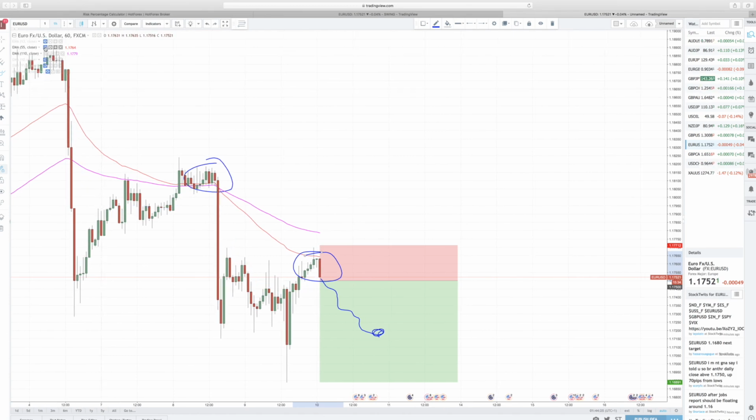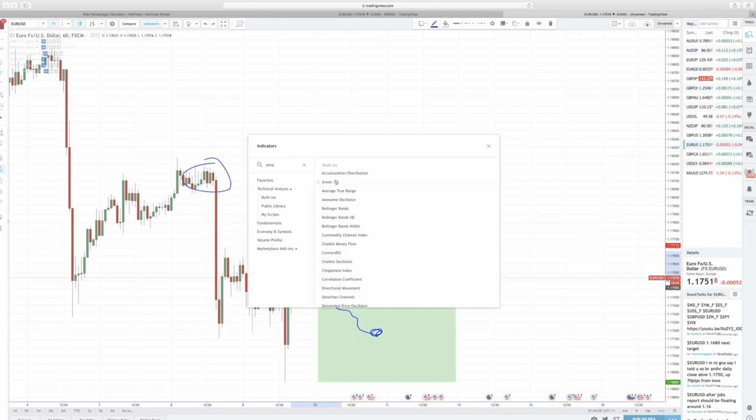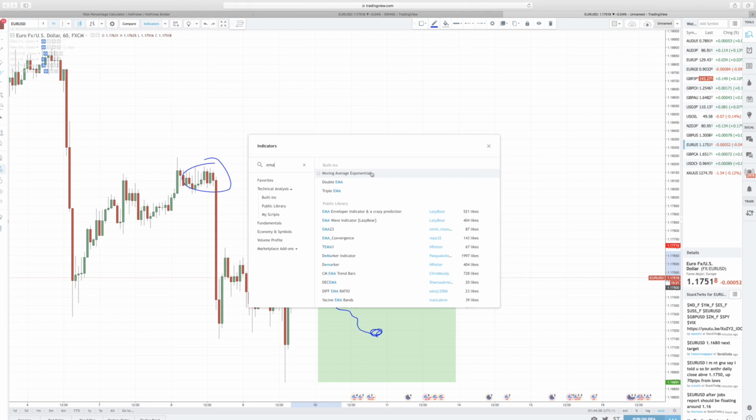But what we need to do, I'm going to show you from scratch. We need 5 EMAs and 1 SMA. Okay, so we need to go to indicators. You need to type in EMA, and you need to click this 5 times. So 1, 2, 3, 4, 5. And we also need 1 SMA.